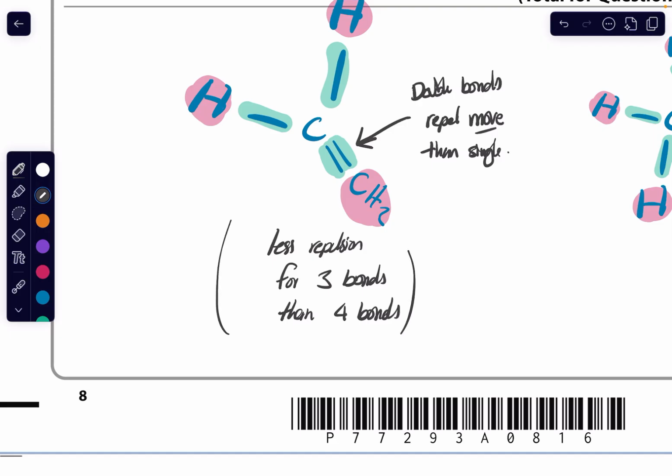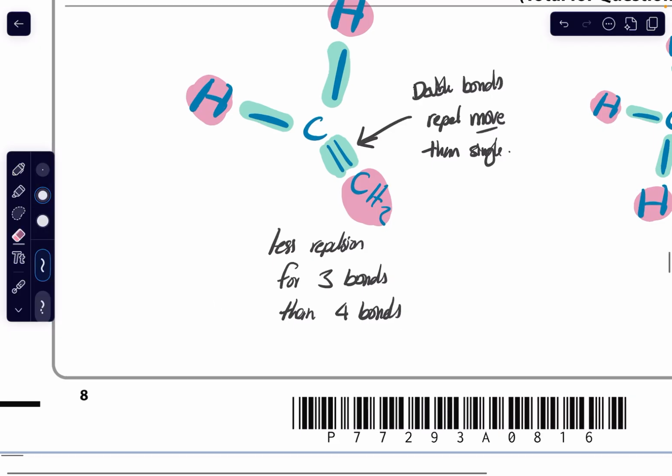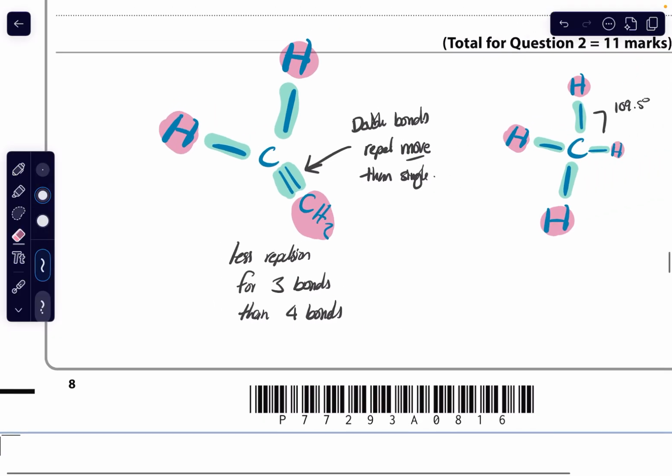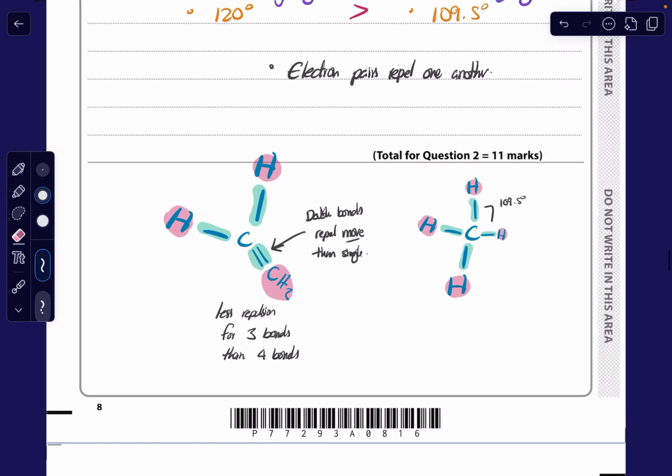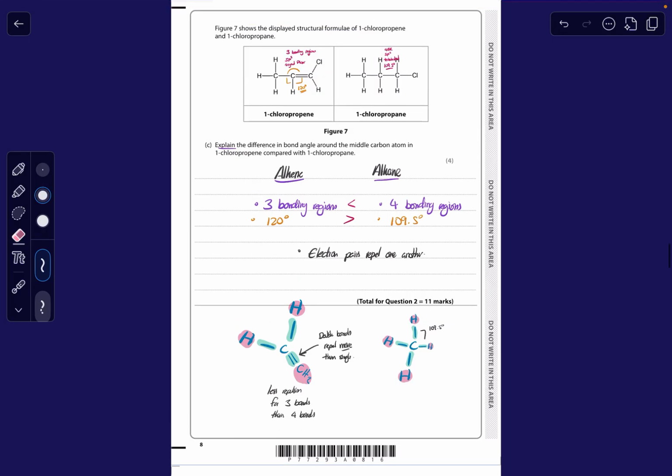I did get this mark, but I wrote it in a very, very weird and wordy way. So this is a much cleaner way of writing it. But that's where you get that additional mark. So just to zoom out, this question wants you to do 4 things. Identify the fact that one's got 3 bonds, the other one's got 4 bonding regions. One's got a bond angle of 120, which is greater than the bond angle of 109.5.